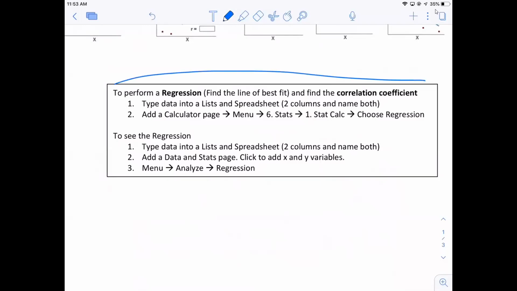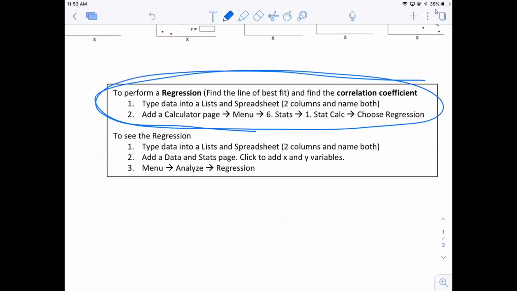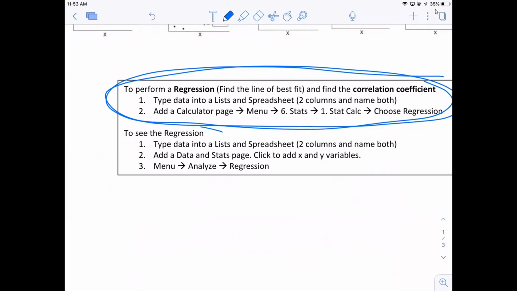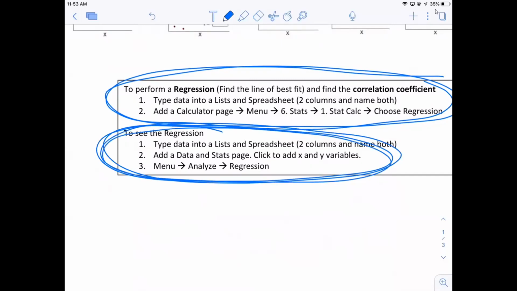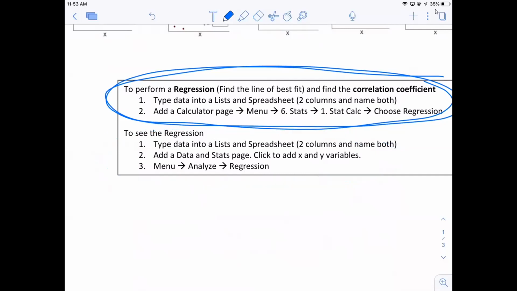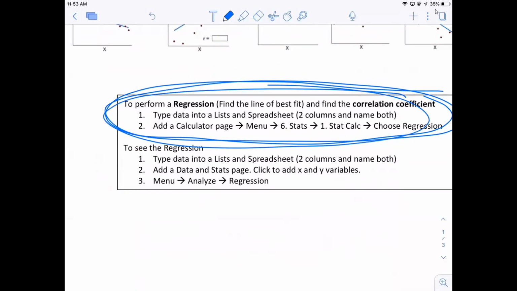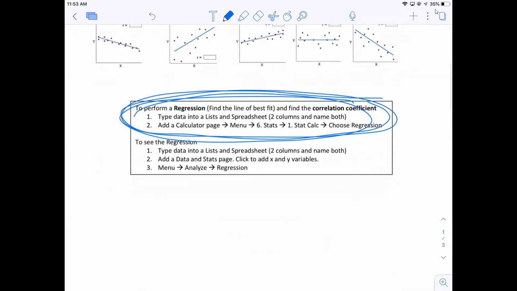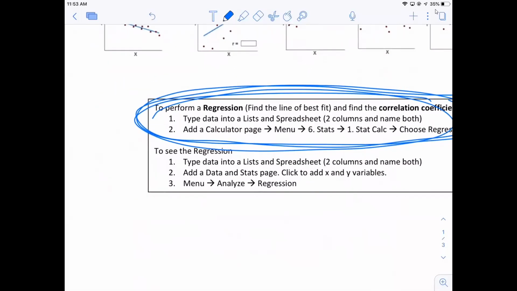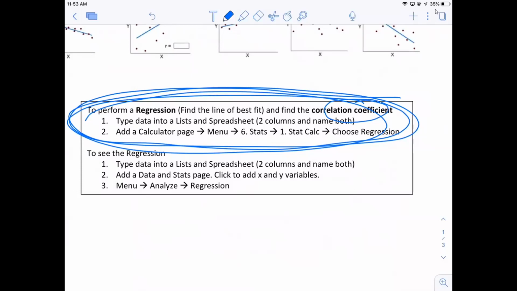So this is really all you need to do, right? But sometimes it's nice to see your line of best fit. And if you want to see the line of best fit in your data, you would do this one down here. This just gives you numbers and you don't really see anything. But the top one is what you have to be able to do to get the correlation coefficient.